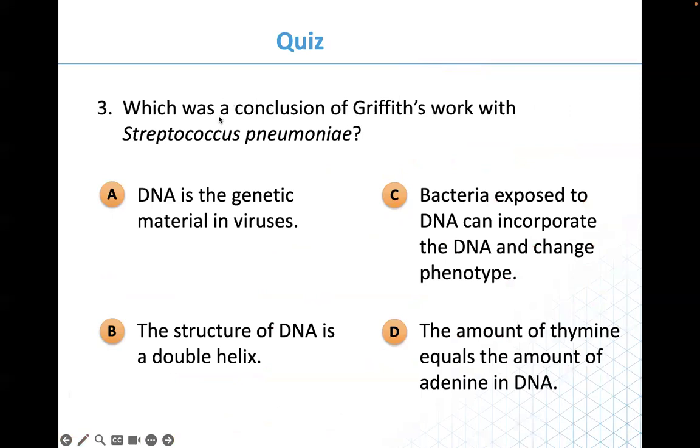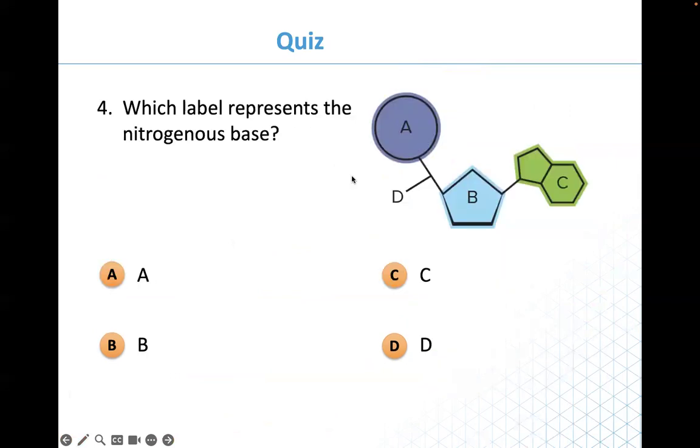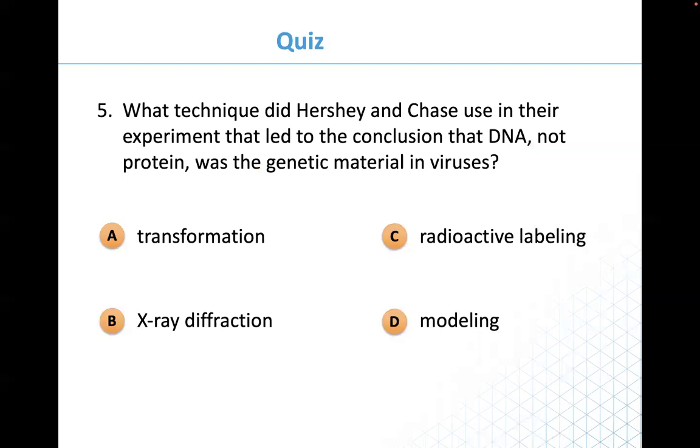So the next one: what was the conclusion of Griffith's work with Streptococcus pneumoniae? It says the bacteria exposed to DNA can incorporate the DNA and change the phenotype. Which label represents the nitrogen bases? The nitrogen base is going to be C. What technique did Hershey and Chase use in the experiment that led to the conclusion that DNA, not protein, was the genetic material in the virus? They used radioactive labeling as an experimental technique to do that.